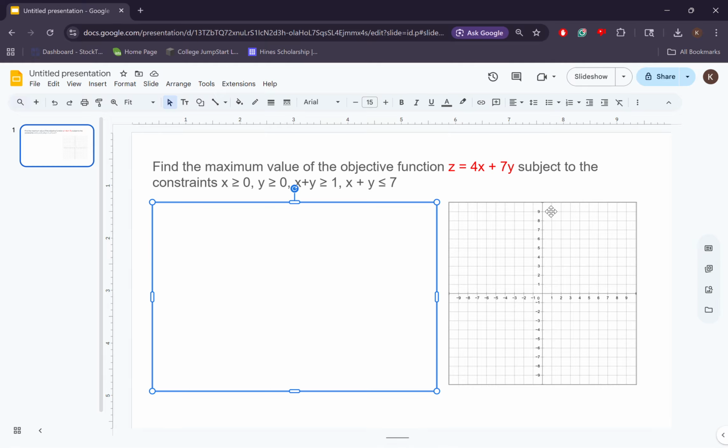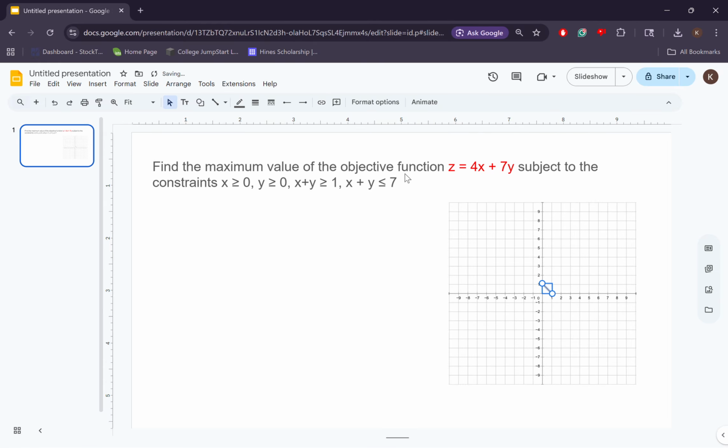Okay, so the first thing that you want to do in this problem is find your corner values and find your region. First, you're going to find your region. So we know that x and y are both greater than or equal to 0, and x plus y is greater than or equal to 1. So we're going to draw a line between 1 on the y-axis and 1 on the x-axis. And I'll go ahead and do that as shown. Increase the border width so we can see it.